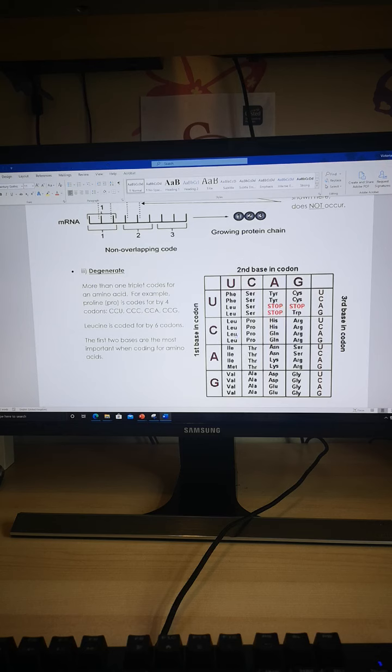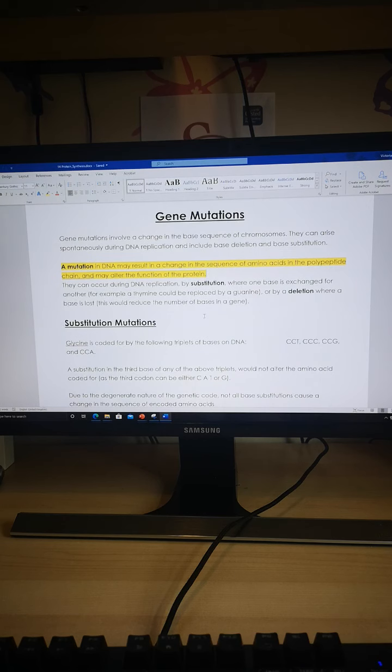It means that if we were to change the codon from CUU to CUC, it still codes for the same amino acid. So with some mutations we could change the codon, but we will still code for the same amino acid. Okay, so that's why there's lots of mays in there.